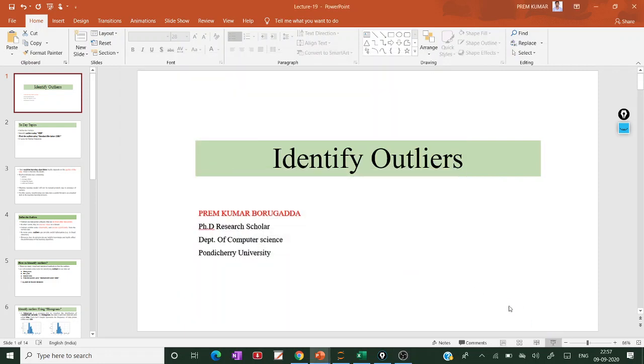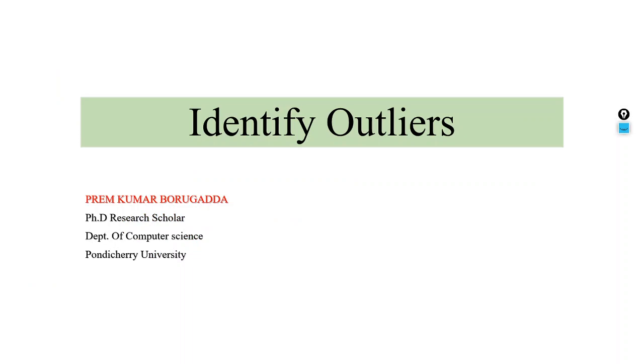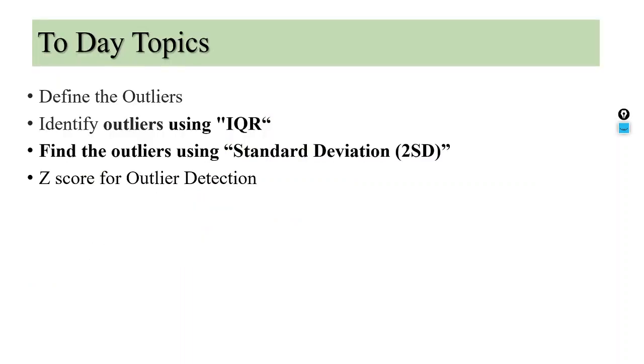Hi friends, today we are going to discuss a very interesting topic: identify the outliers. So today's agenda is to define the outliers, identify the outliers using the IQR, which means interquartile range, and find the outliers using the standard deviation. Many standard deviations exist: one standard deviation, second standard deviation, third standard deviation, like that. We will discuss all standard deviations and the Z score for outlier detection. These are the topics we are going to discuss now.